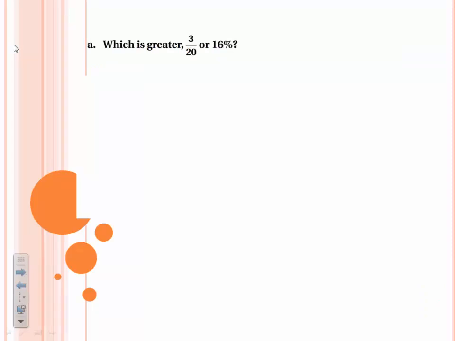Okay, example 1a. We're going to just compare which is greater, 3 over 20 or 16%. So you can decide to make them both fractions or both percents. For this situation, we're going to make them all percents. So we're going to write 3 over 20 as a percent. One of the methods we learned was to make the denominator 100. So we can do that by multiplying by 5 to the top and the bottom to make it 100. Therefore, based on the definition of percents, it's 15%.